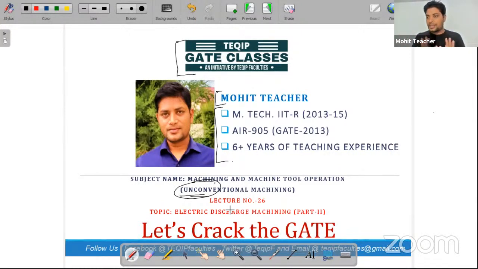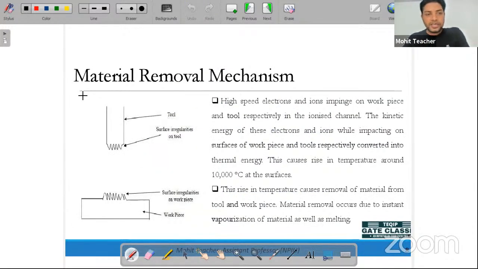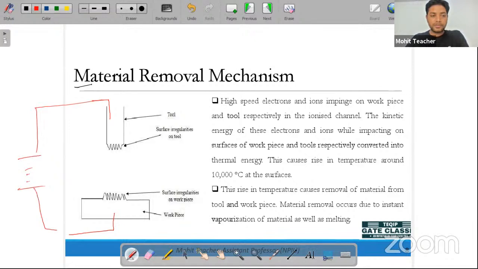So let's start with the material removal mechanism. As we discussed in yesterday's class on the principle, this is the tool and this is the workpiece. Both are connected with the DC power supply. In between, we are filling the dielectric medium. In the container we are fixing and filling the dielectric fluid.